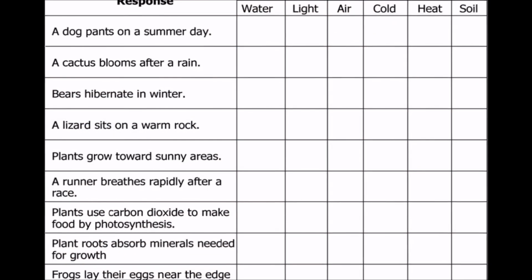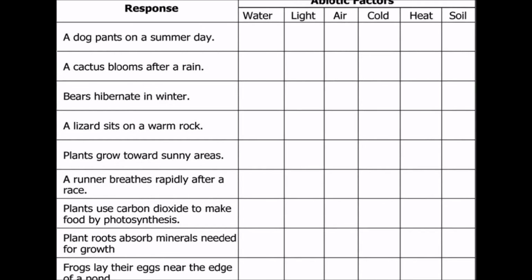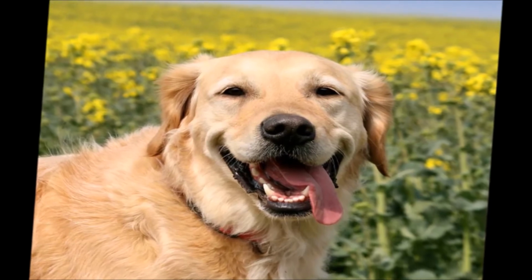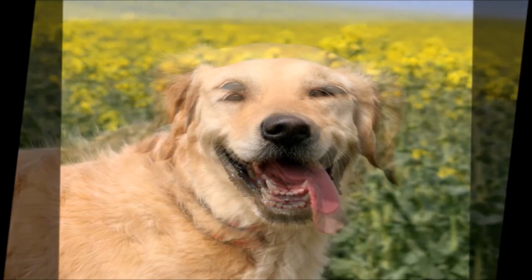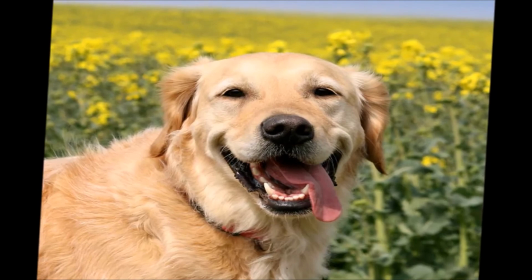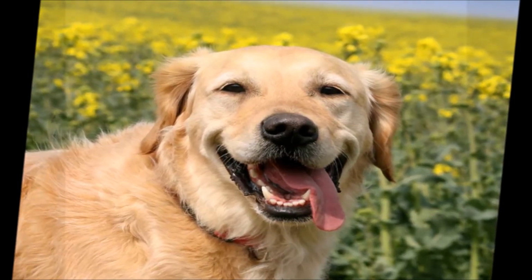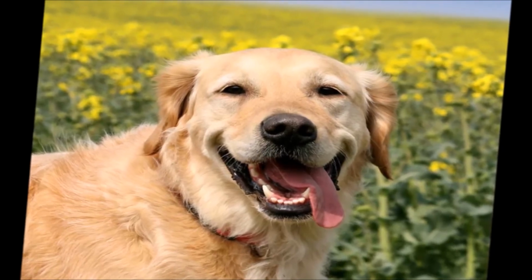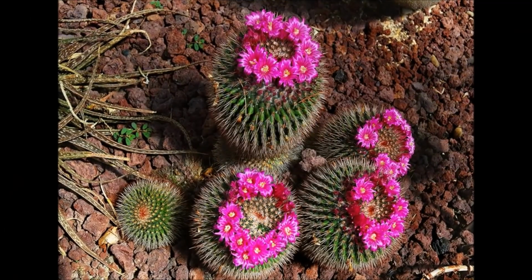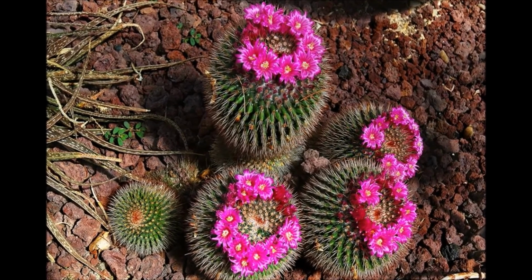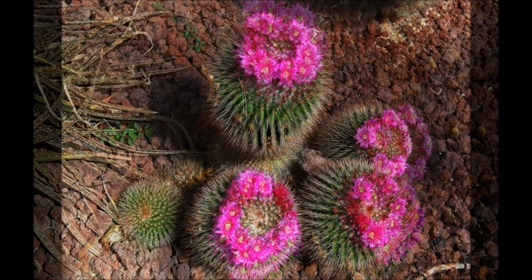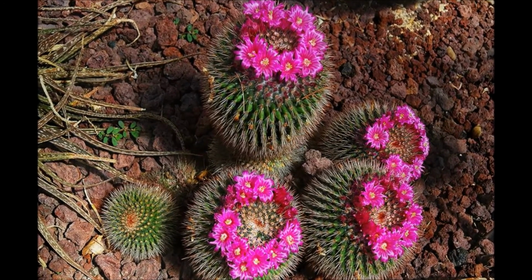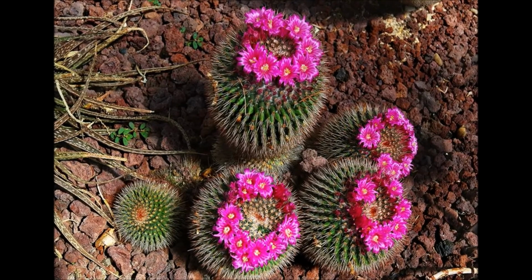Here are some of the responses for which abiotic factors are the stimuli. For example, a dog pants on a summer day. What is the factor? Water, light, air, cold, heat or soil? It is the heat. A cactus blooms after a rain. It is water. Birds hibernate in winter. It is cold. A lizard sits on a warm rock. It is the heat.